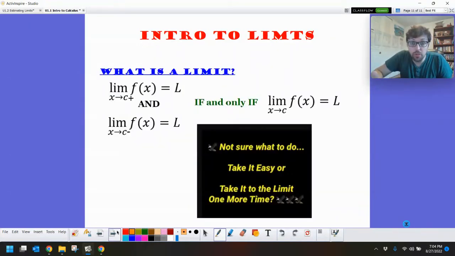That's our introduction to limits. This is just the introduction to limits. We're going to be playing much more with limits to get a better idea. This is just to get you started and thinking about limits.